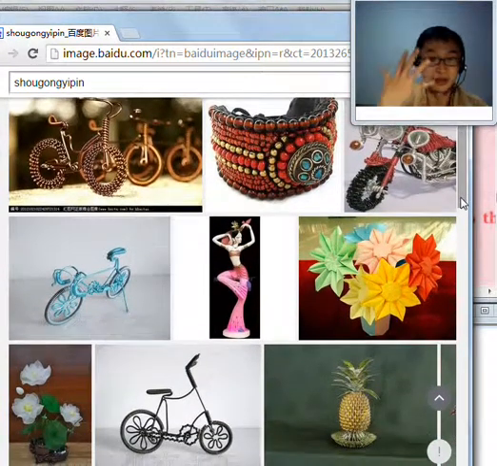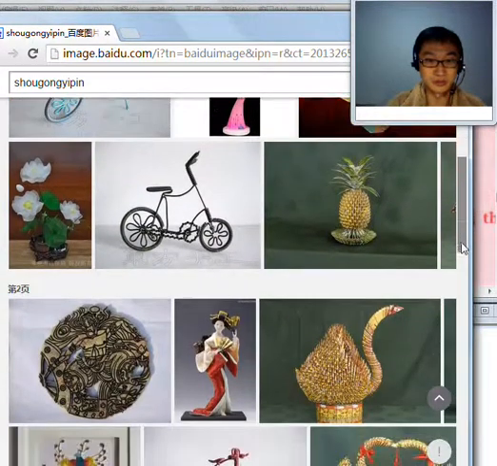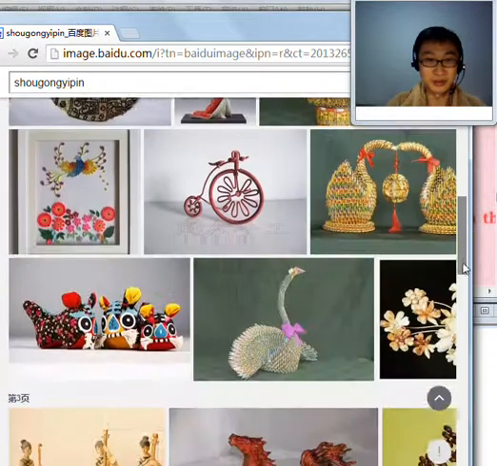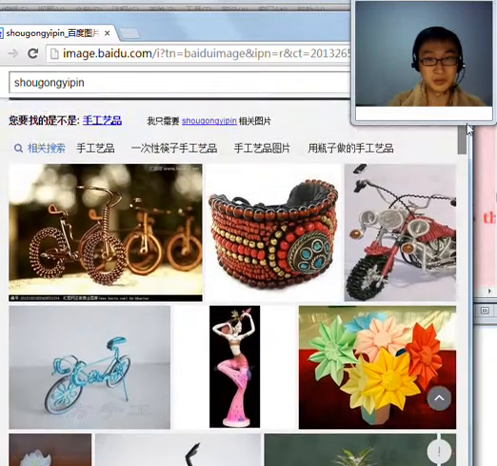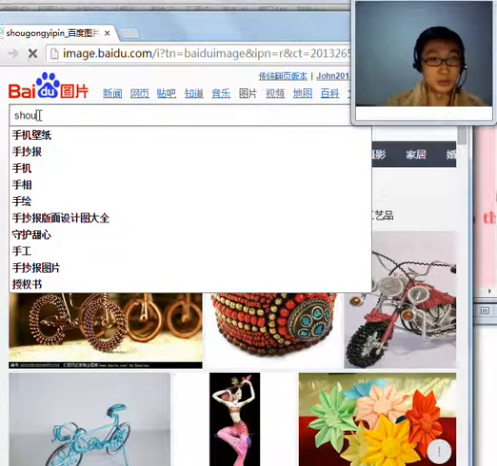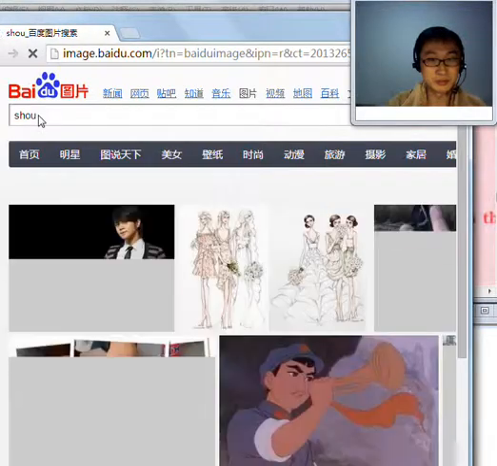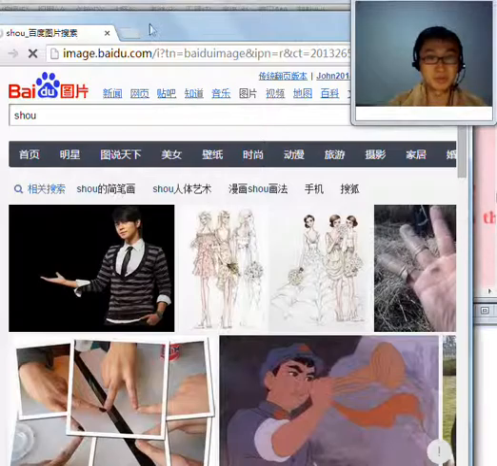手 is your hand. 工 is work. 艺 is art. 品 is thing. The thing made by your hand, kind of art thing. Okay. 手工艺品. Actually, Baidu is very useful. Very useful. Okay, so it's like 手, right? It's your hand. See? It's your hand. Very useful.